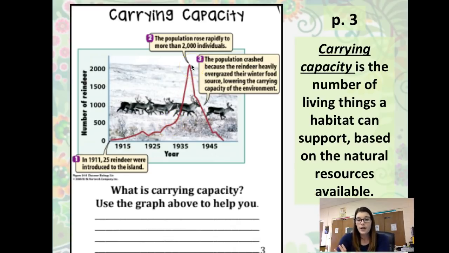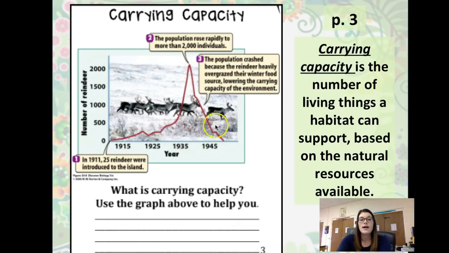So when you put a new species into an environment where it's not naturally found, normally there's not any natural predators, which means that there's nothing to keep those number of organisms in check or in balance, as I mentioned. So we see in about 1935, the population of reindeer skyrockets to more than 2,000 individual reindeer. But then it drops down really fast. The reason is this ecosystem has reached its carrying capacity. It can only support this many.